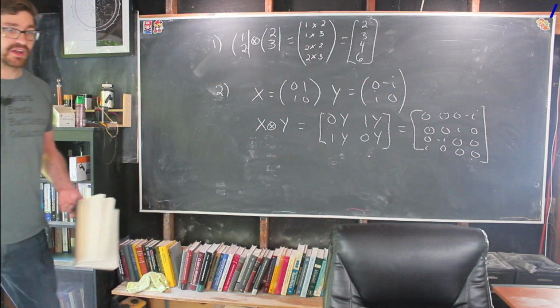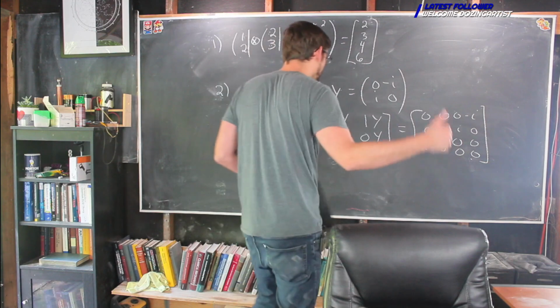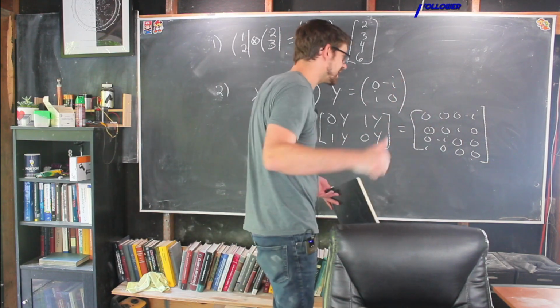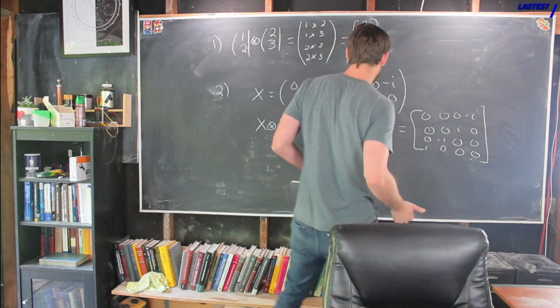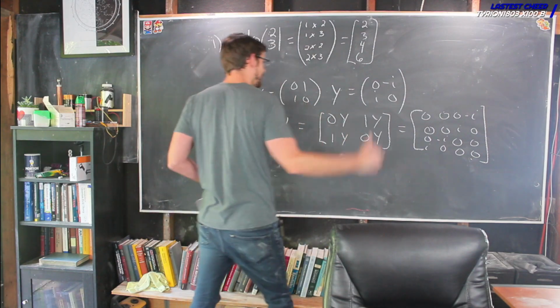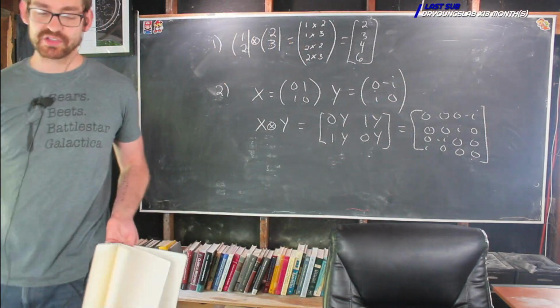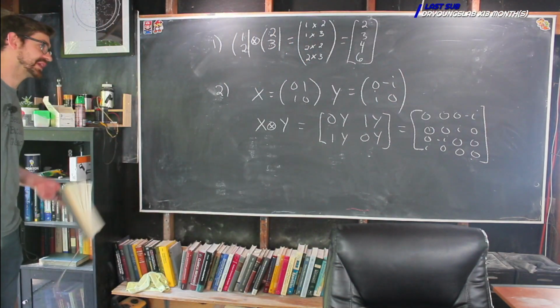Notice how I started off by saying that if one vector space has dimension n and the other has dimension m, then the tensor product will have dimension n times m. This is a two-dimensional matrix tensored with a two-dimensional matrix, giving a 4 by 4 matrix. 2 by 2, 2 by 2, 4 by 4, right? So this makes perfect sense.